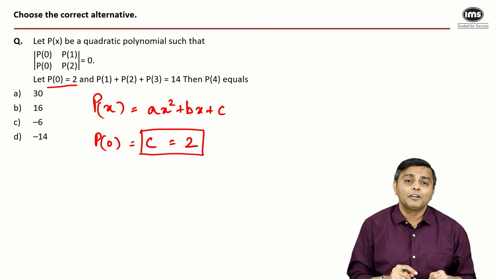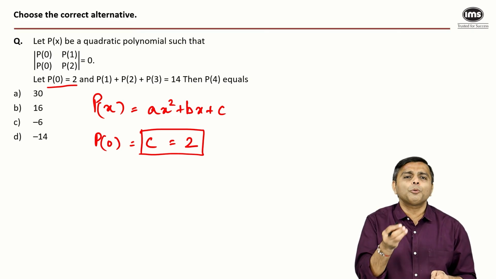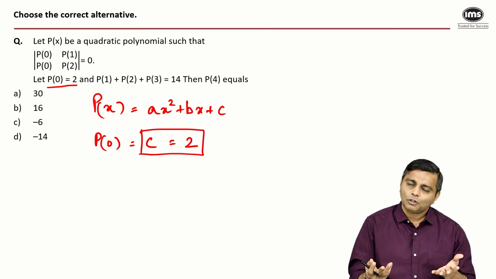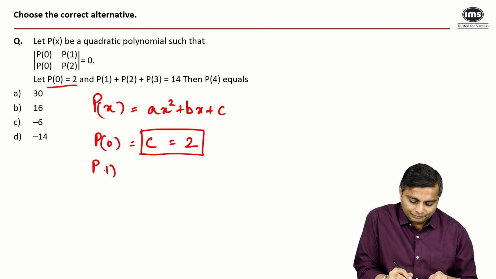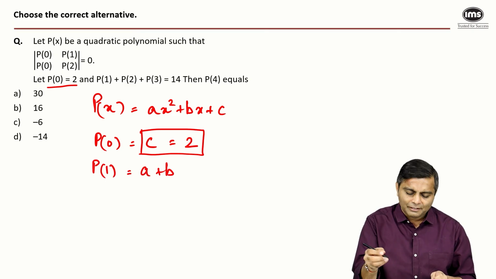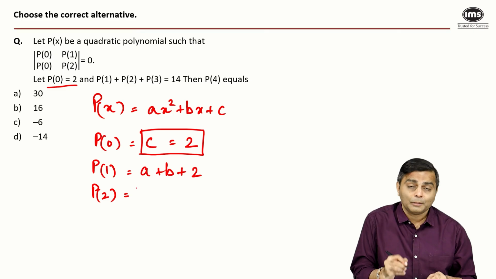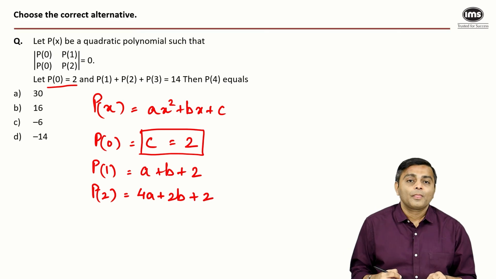Another information they have given, P of 1, P of 2 and P of 3 sum to 14. So when we substitute x as 1, 2, 3, we'll get some equations in a, b and all of that. We just solve them and we get our values. That's all. Okay. So let's go to P of 1. P of 1 is going to be what? a plus b plus c. c we know is 2. So I'm directly going to say 2. That's P of 1. What is P of 2? P of 2 is replacing x with 2. So this guy becomes 4a plus 2b plus 2, right?